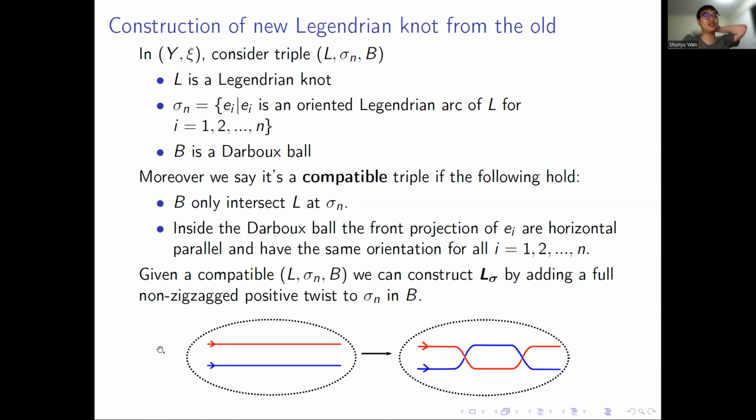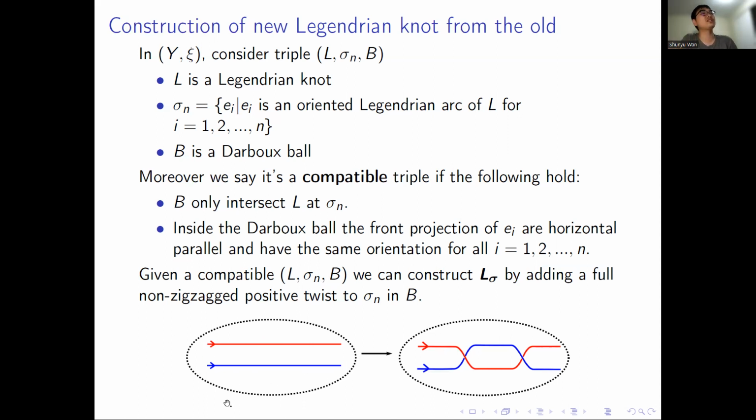And in the left corner is an example showing a compatible triple. In this situation, it only has two arcs, so it's sigma 2, and the dotted line indicates the double ball, and those red and blue arcs are part of the Lagrangian knot. I don't know what happens outside, and I only care about the local picture.